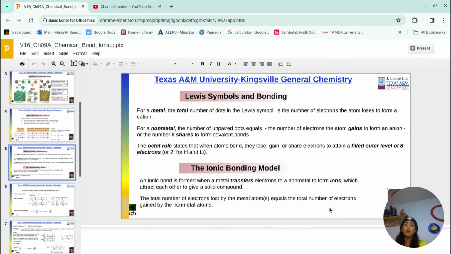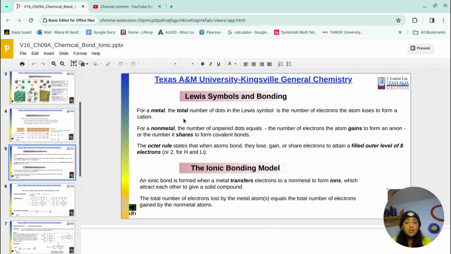Moving on, we're talking about Lewis symbols and bonding. For a metal, the total number of dots in the Lewis symbol is the number of electrons the atom loses to form a cation. For a nonmetal, the number of unpaired dots equals the number of electrons that the atom gains to form an anion, or the number it shares to form covalent bonds. So it could be 2 different things.